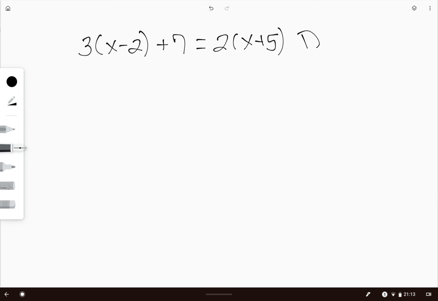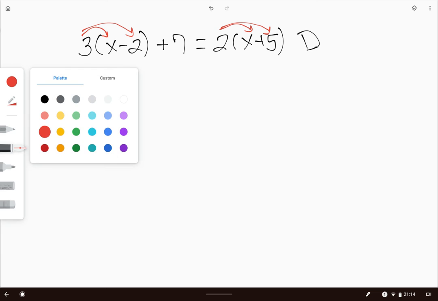All right then, for number 5. So I have 3 times (x minus 2) plus 7 equals 2 times (x plus 5). All right, so here it is. I see parentheses. So my first step's going to be that D for distribute. So I distribute the 3 to everything in parentheses. And over here, I'll distribute the 2 to everything in parentheses.